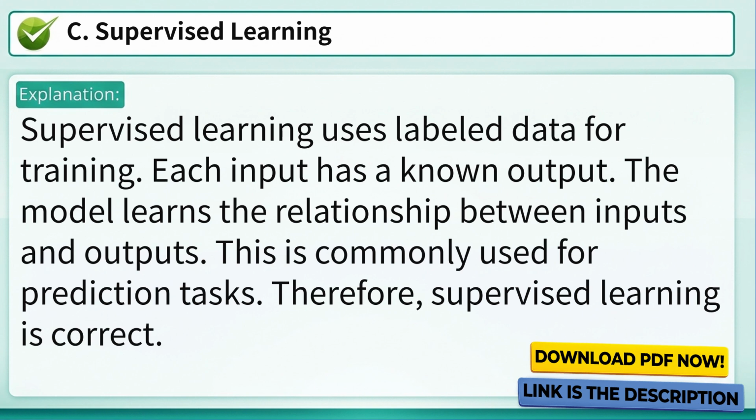Each input has a known output. The model learns the relationship between inputs and outputs. This is commonly used for prediction tasks. Therefore, supervised learning is correct.